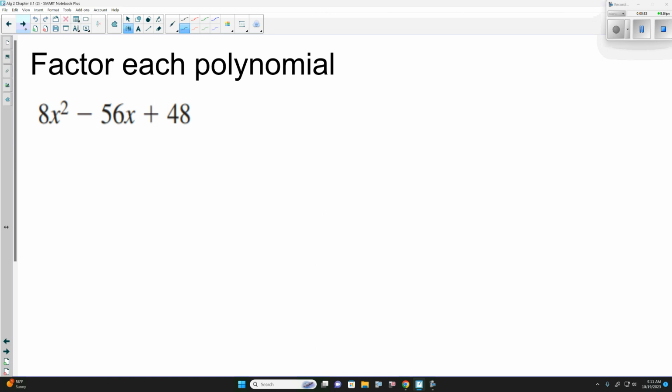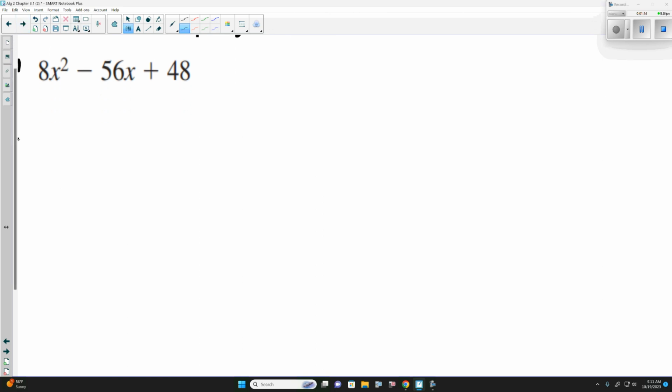So, when we look at factoring polynomials, these quadratics, when we factor a quadratic, there are 5 main steps that we go through. First one is greatest common factor, 2 sets of parentheses with 3 spaces. Then we find the sign, factors of the first and third term, and then we check it. So the first one we're looking at is this one here, 8x squared minus 56x plus 48.